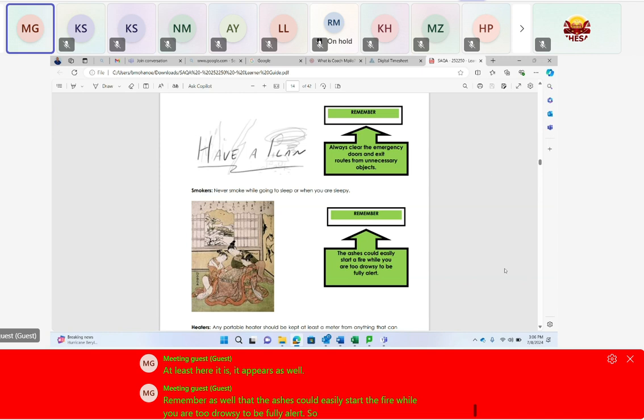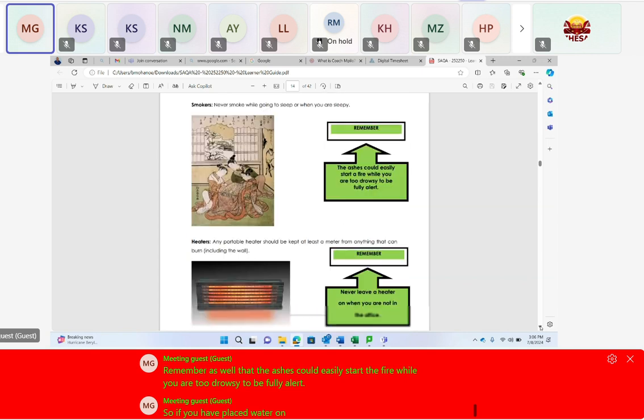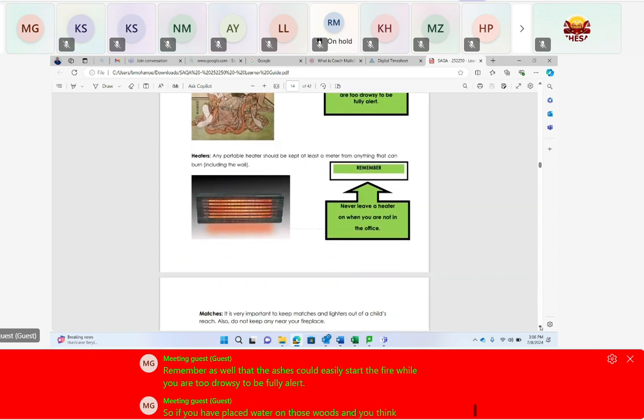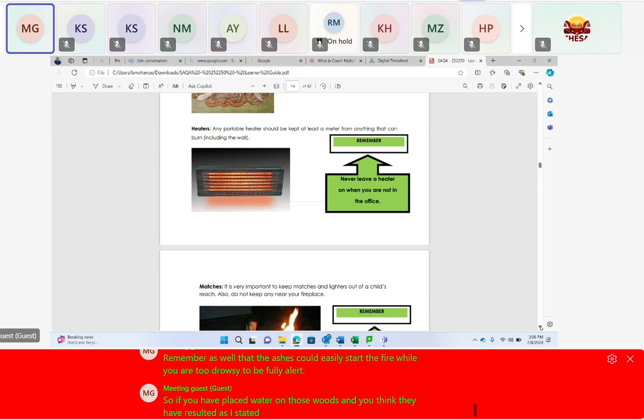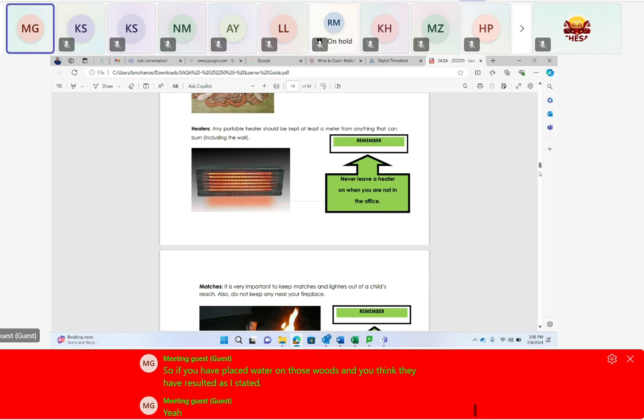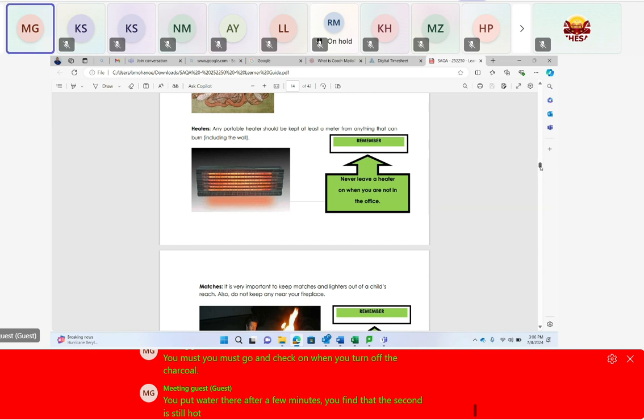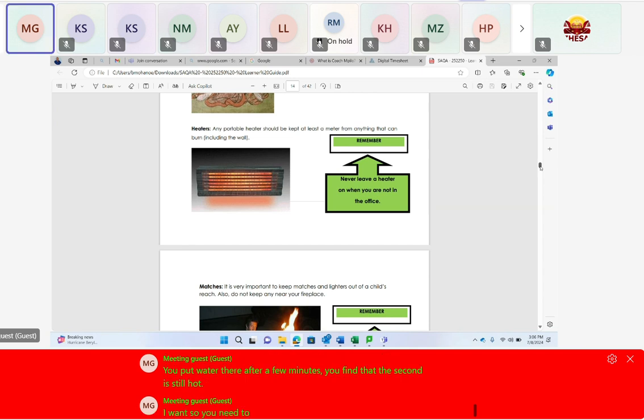If you have placed water on those wood and you think they have been put out, in fact, you must check them again. You must go and check when you turn off the charcoal. You put water there, and after a few minutes, you find that the charcoal is still hot. So you need to ensure that you have totally put off the heat from any object.